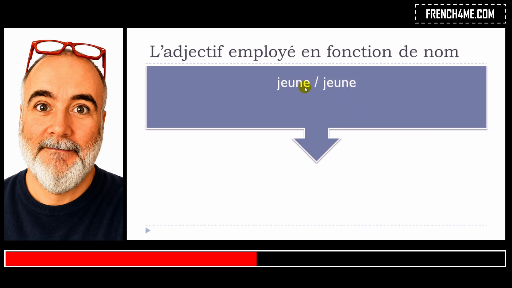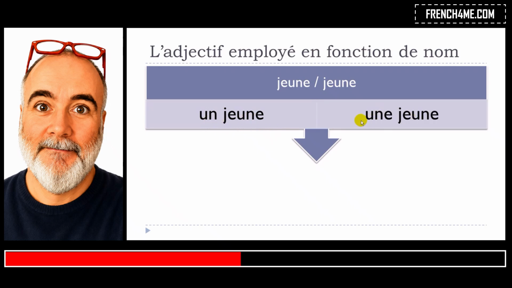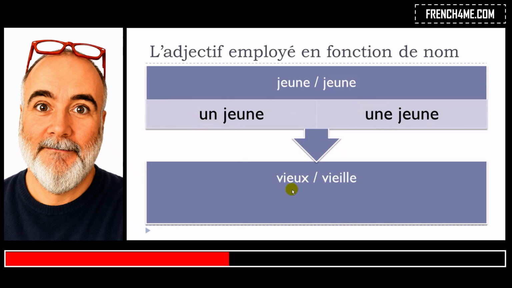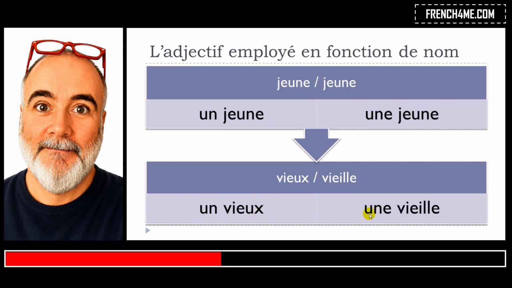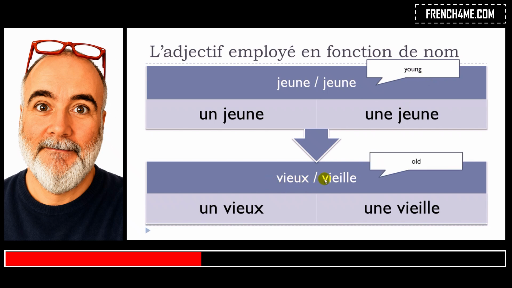Jeune, so you can see here that we've got the masculine form and the feminine form. They are the same, but I wanted to put them both anyway. So you will get un jeune, and you will get une jeune. So you don't change it, you just put the article, un et une. Same thing here, vieux and then vieille, un vieux and then une vieille. Well, clearly it's not really polite, but you can hear it, so it's used. So, jeune and then vieux and vieille.